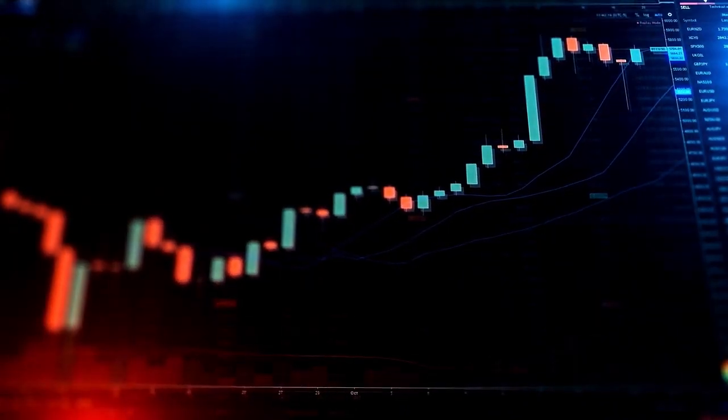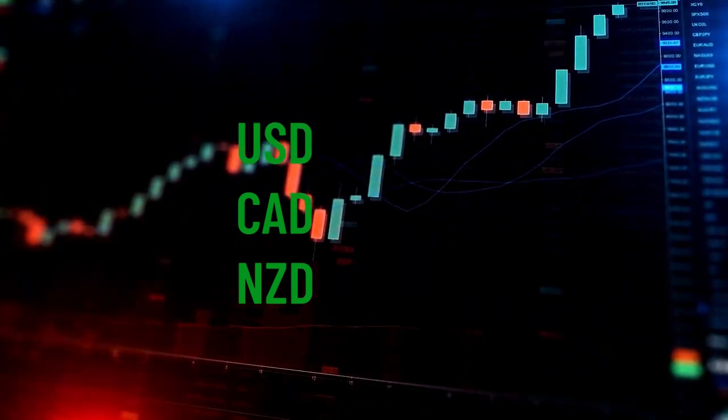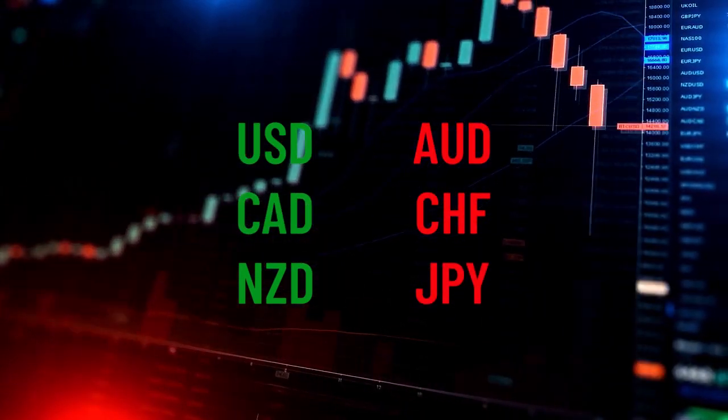My trade setup directions for today will be long on the US dollar, the CAD and the New Zealand, and short on the Aussie, the Swiss franc and the yen.